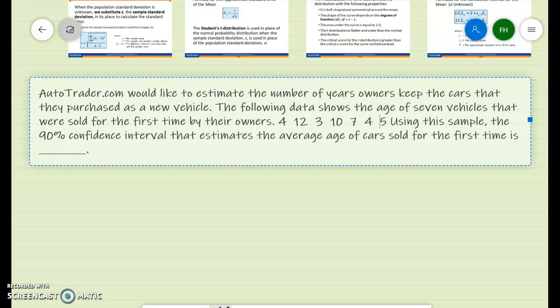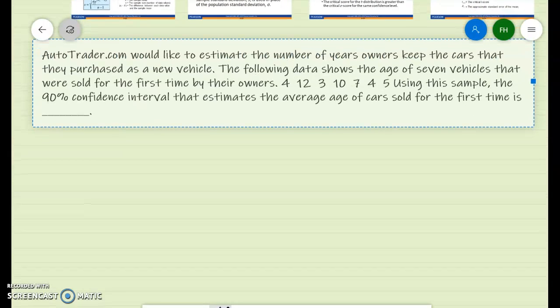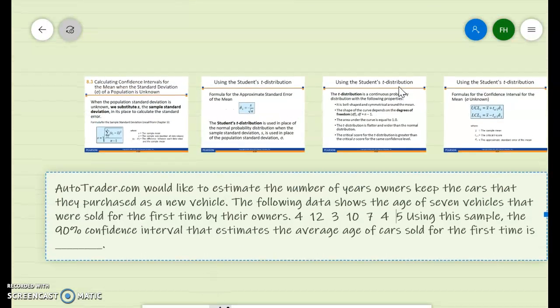Okay, we're going to look at this problem. AutoTrader.com would like to estimate the number of years owners keep the cars that they purchase as a new vehicle. The following data shows the age of 7 vehicles that were sold for the first time by their owners. So here are the ages of the 7 vehicles, and we only have a sample. And we want to find the 90% confidence interval that estimates the average age of cars sold for the first time. So we do not have the population standard deviation, and I just want to look at that real quick.